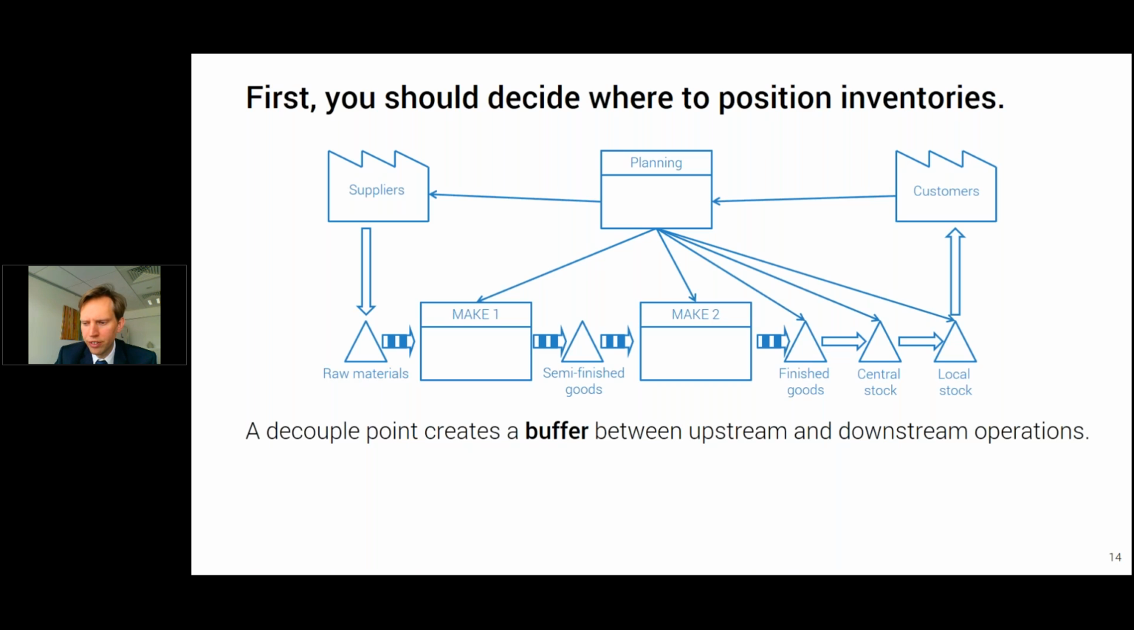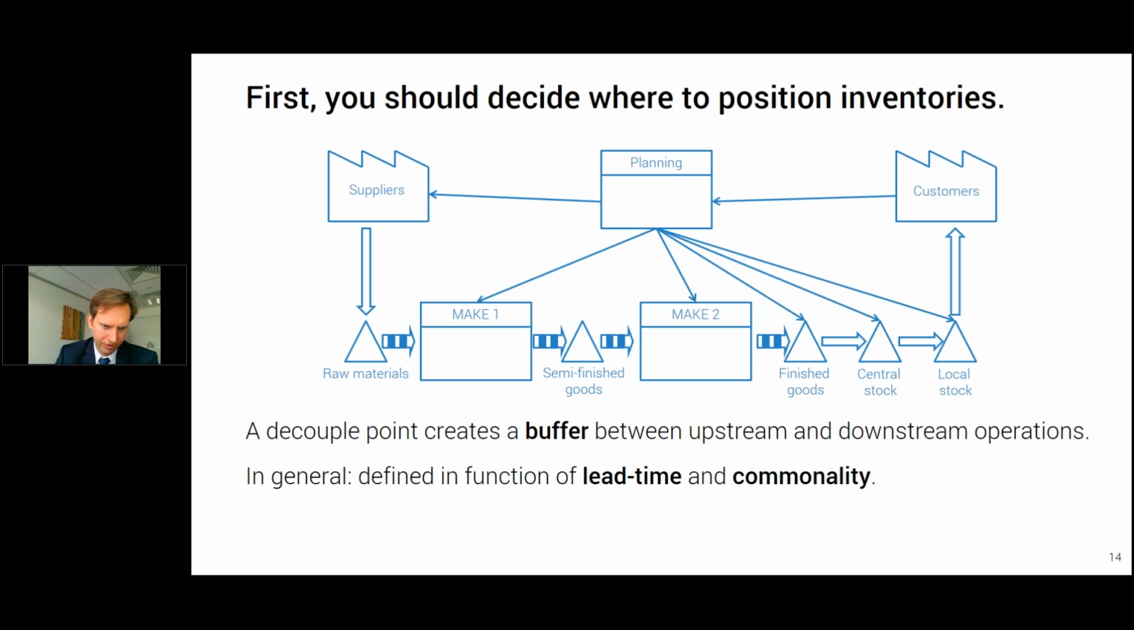And what we know is, if we talk about buffers, in the jargon we call that decoupling points, right? The idea of a decoupling point is that somewhere in the process, or at different locations in the process, we create buffers that make the downstream and upstream operations more or less independent of each other, so that if something happens downstream, the upstream can continue, or if we have an issue on an upstream process, downstream the service level is not impacted. So we can decide where and how many buffers we want to keep in our supply chain, right?